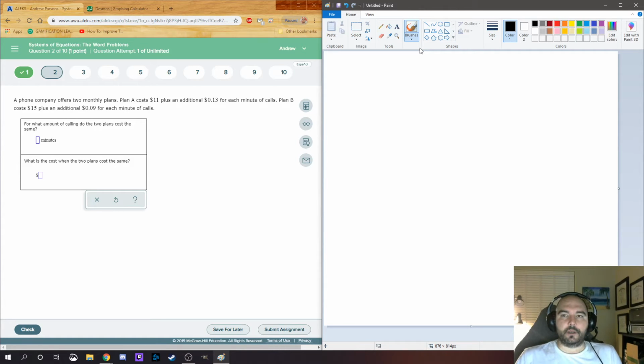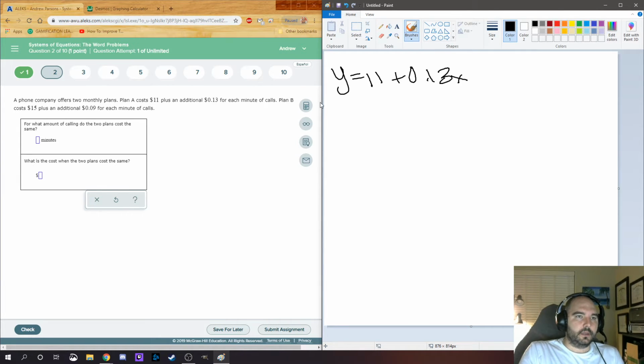All right, another one. A phone company charges a monthly fee plus some extra money per minute of calls. So we got plan A and we got plan B. So this is just like the last problem, just different kind of context, I guess. Here we go. So y equals $11 plus 0.13x. Y equals 15 plus 0.09x. Those from plan A, $11 plus the 13 cents per minute and $15 plus 9 cents per minute. Same deal as last time. Set them equal to each other.